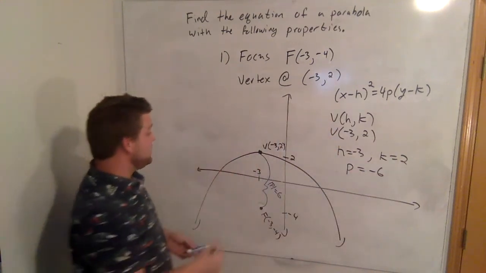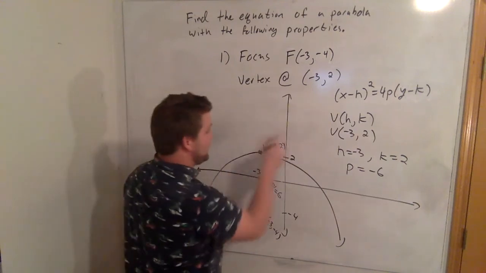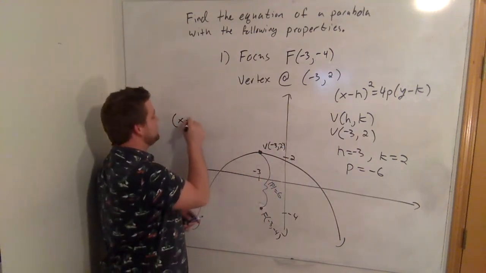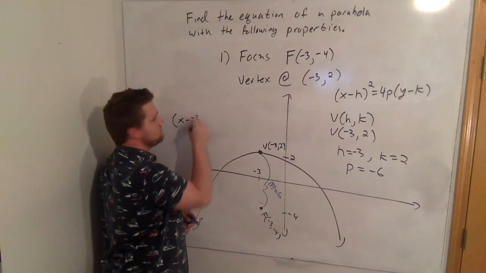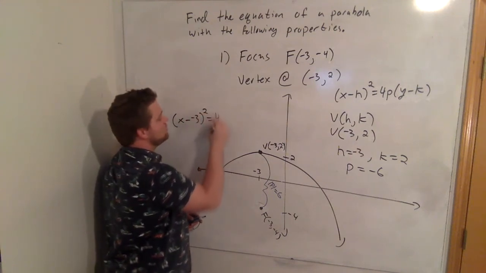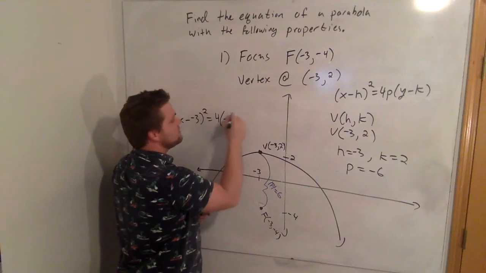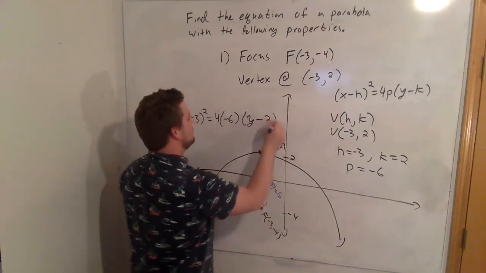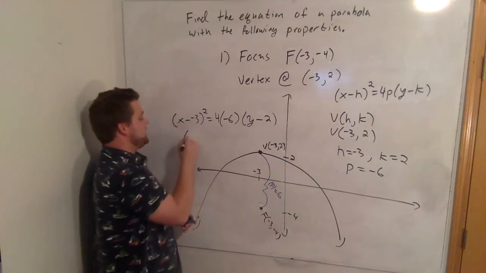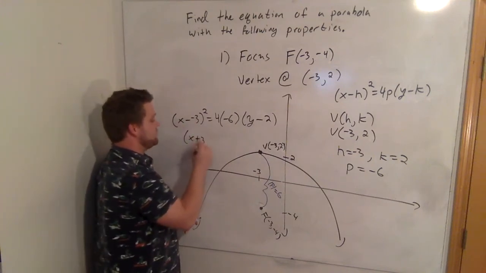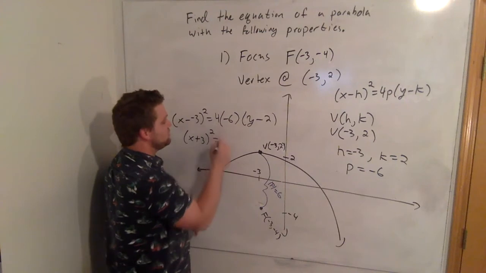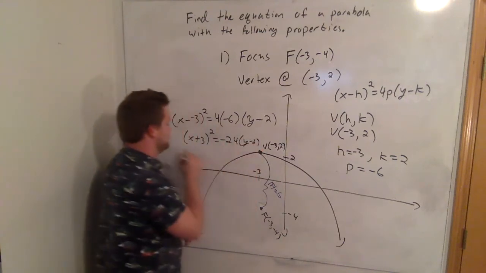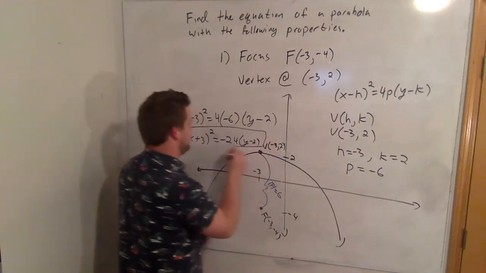So filling this all in, the equation of the parabola will be x minus, our h is -3, so x minus a -3 squared will be equal to a 4. Our p is -6, and we have y minus k, which is 2. So we're going to get (x plus 3) squared equals -24 times (y minus 2). This is the equation of the parabola.